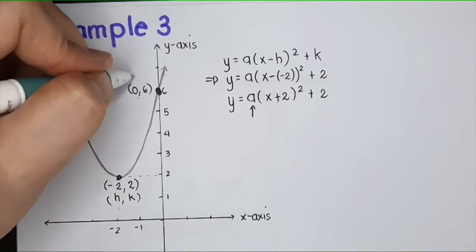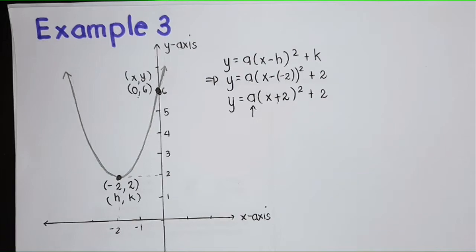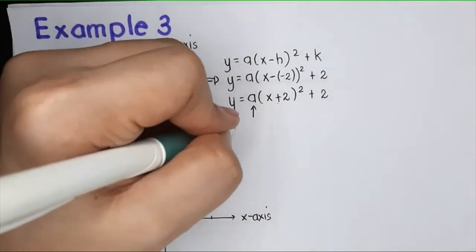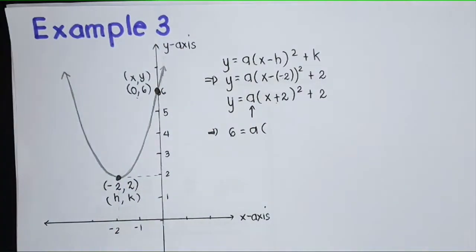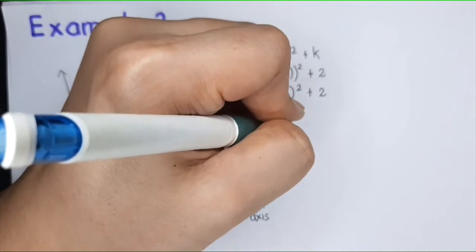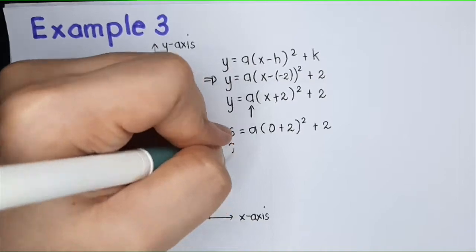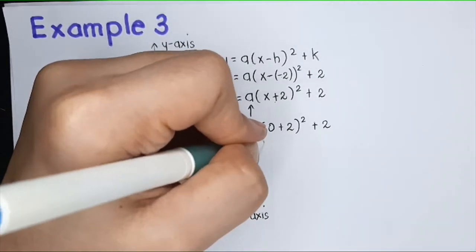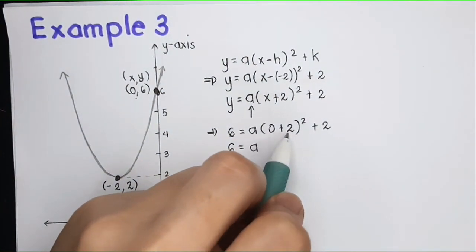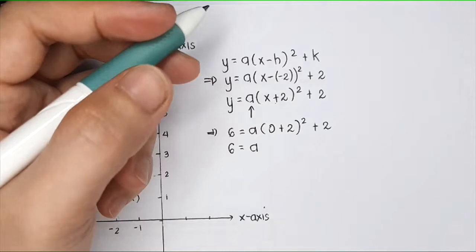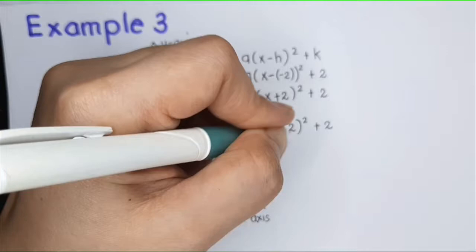So, we substitute. Ito yung x value. Ito naman yung y value. So, let's do the substitution. Y is 6. Okay. So, this is equal to a. What is x? It's 0. Plus 2 squared plus 2. And then we simplify. So, we get 6. Okay. I just copied a. And then what's this? 0 plus 2, it's 2. 2 squared is 4. So, you get 4a. Okay? Plus 2.